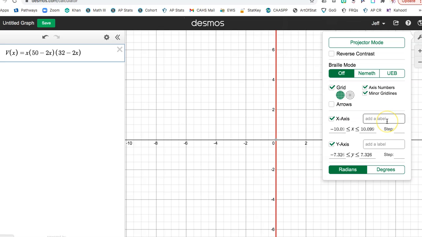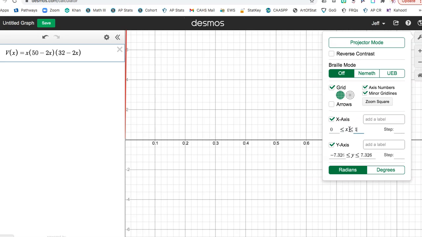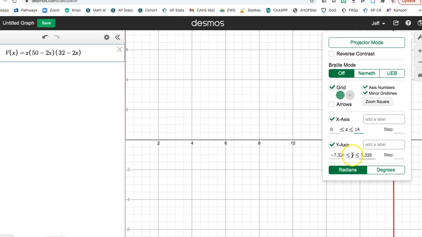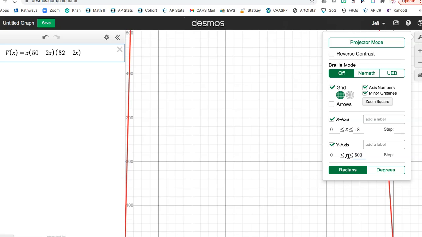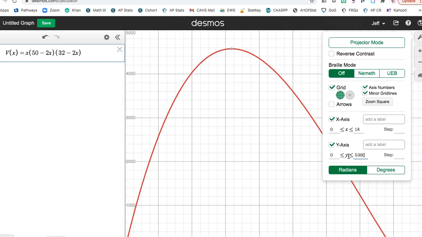And we helped you on our paper, if you have the notes printed out. We want the x-axis to go from about 0 to 18, and we want the y-axis to go from about 0 to 5,000. And now you can see what the maximum is of this part of the polynomial function. So you'll have to graph that and get the exact x that leads to that exact maximum value. Don't round it. We want exact answers here.